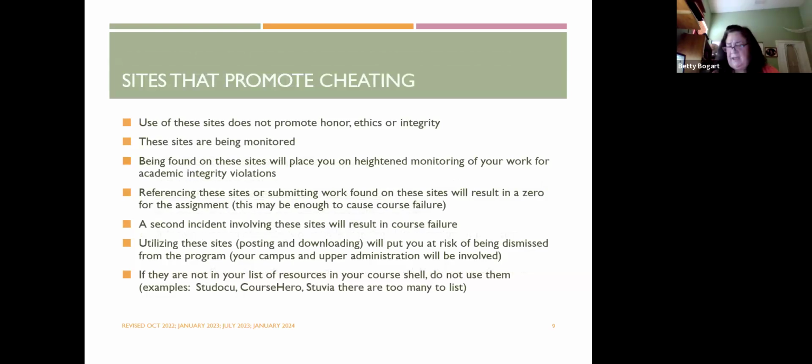Now, there are websites on the internet. Some of the names, and they're not all here: Sudoku, Course Hero, Stuvia, et cetera. People go in there and get projects and download them or see tests, exams, et cetera. If we see you on them, and they do monitor these sites, you will get an academic integrity violation up to dismissal from the program. Be careful, be careful, be careful.